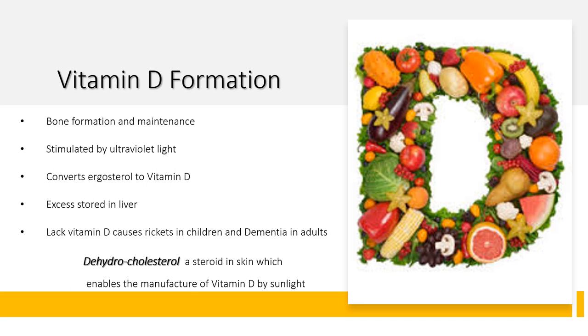Dehydrocholesterol is a steroid which we have present in the skin, which enables the manufacture of vitamin D by sunlight. So when the skin is in the sun, the dehydrocholesterol is what is present in the skin that enables us to manufacture vitamin D. We have had one question on dehydrocholesterol over the last 9 years, but only one.